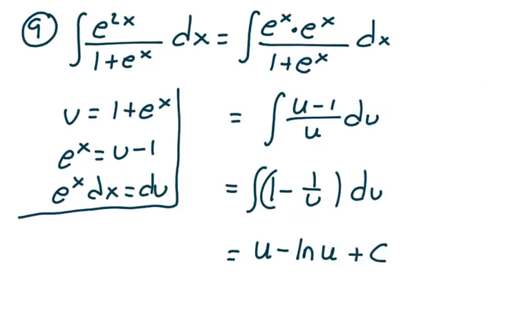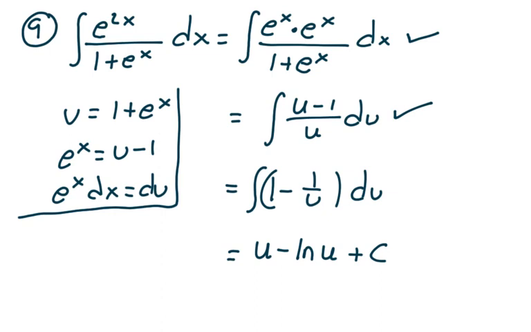Number 9. Suppose I had the integral of e to the 2x over 1 plus e to the x dx. So this is the integral of e to the x times e to the x divided by 1 plus e to the x dx. Use substitution. Let u be 1 plus e to the x. So e to the x is u minus 1. e to the x dx is du. And so this is the integral of u minus 1 over u du.